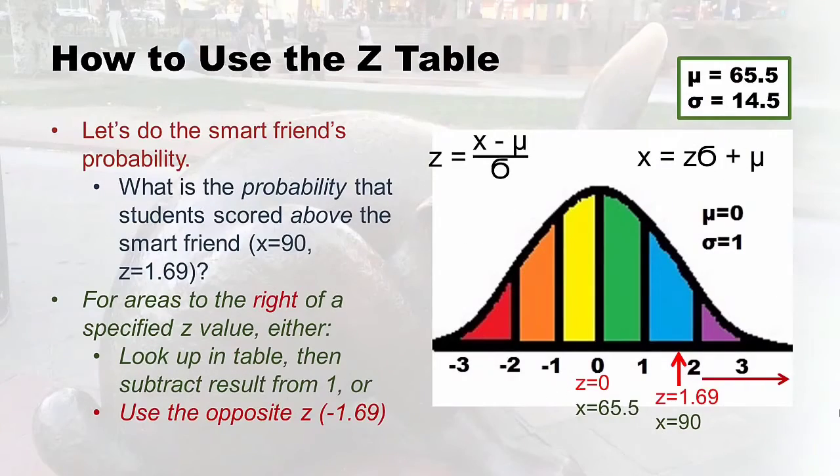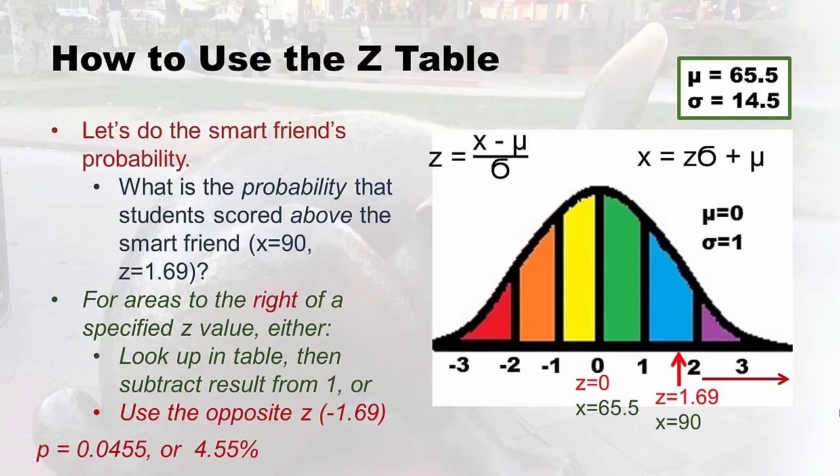All right, we're back. As you know, if you look it up in the table directly, like the 1.69 directly, and you take that probability and subtract it from 1, which is what we did last, we got the same answer we got now, right? 0.0455 or 4.55%. So it is kind of more efficient to just use the opposite z if you're looking for areas to the right of the specified z value. But I always say when you're done looking it up, compare it to the picture. And I always say draw a picture too.